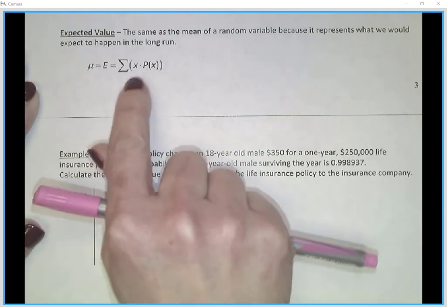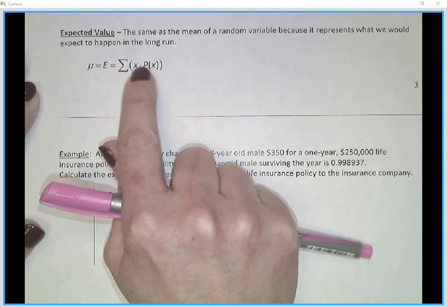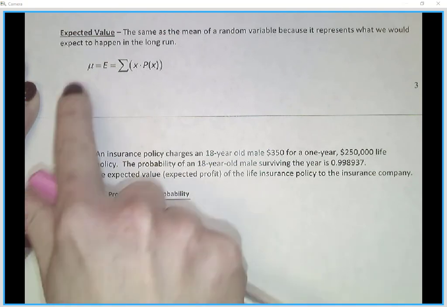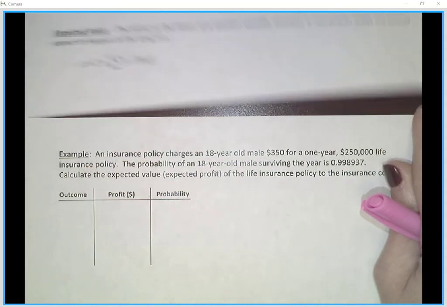So all you have to do is take x times p, x times p, x times p down the whole table, or you can use the little one-var stats L1, L2 trick that I showed you on these previous problems. Just know that mean and expected value are exactly the same thing. We're going to do 3 examples, and they'll be similar to what you'll see in your homework.